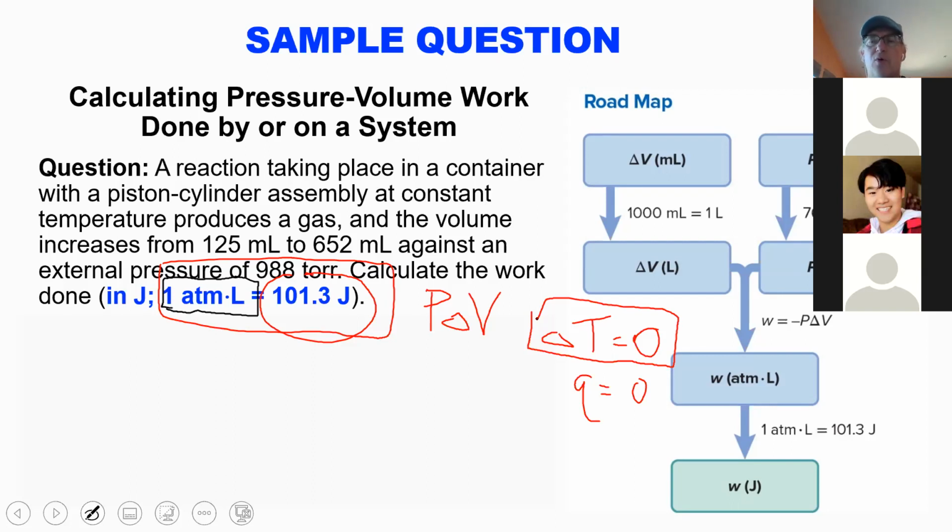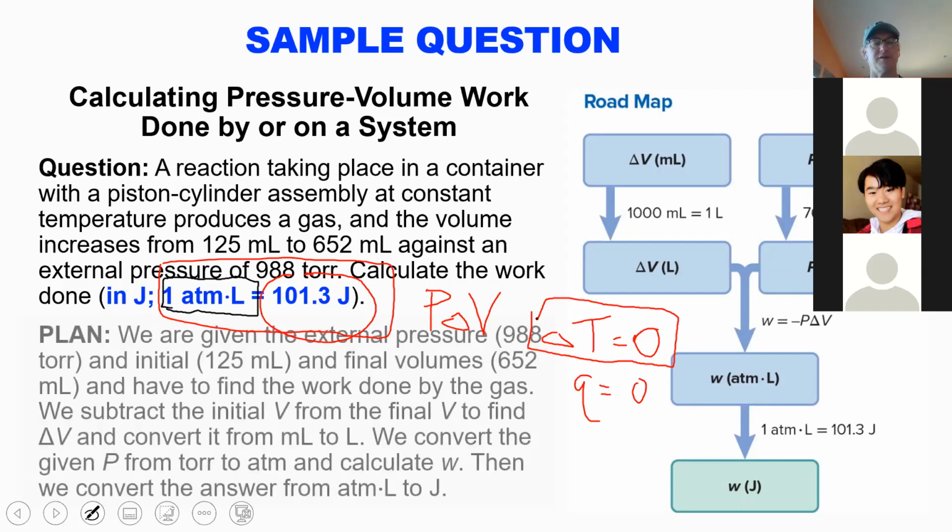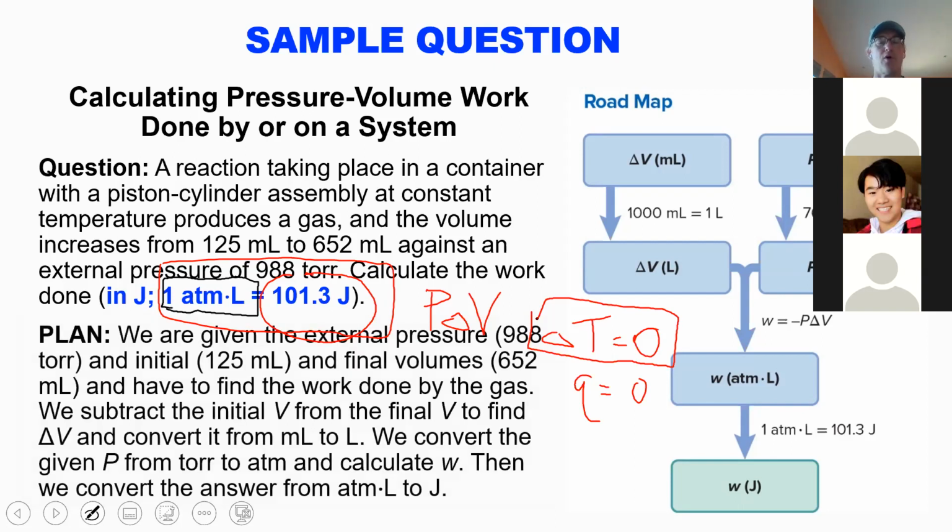Anyone remember what torr is? Did we go over different units of pressure? Probably we haven't done that because we haven't gotten to the gas laws yet. That's next chapter. So torr is just a measure of pressure. This is the external pressure on that piston.